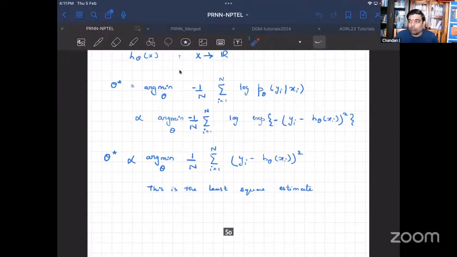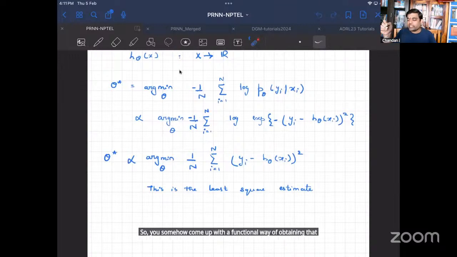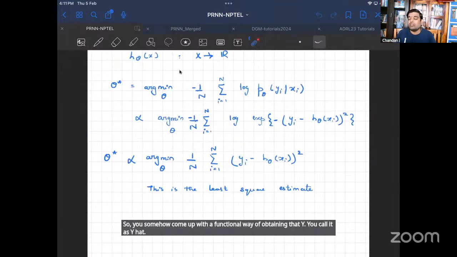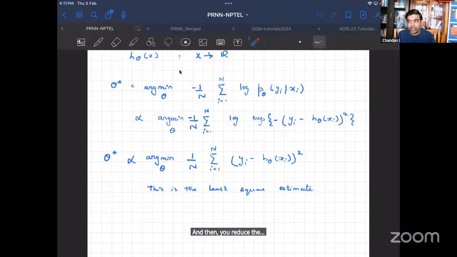So you somehow come up with the functional way of obtaining that y. You call it y hat, and then you minimize the square. You go ahead with the MSE error, which is similar to what we see in this method. Now these are two different ways of looking at the same problem.